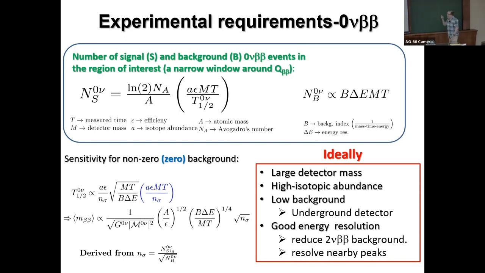So ideally, if we look at these parameters, you need a large detector mass, high isotopic abundance of the isotope that you want to use for neutrinoless double beta decay, and low background at good energy resolution, for instance, for resolving the peaks. Remember that you have the two-neutrino double beta decay that can be confused with the neutrinoless double beta decay.